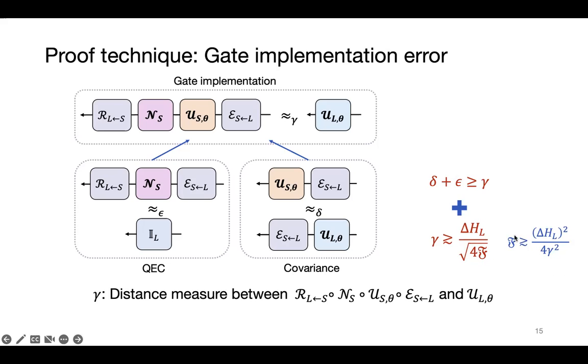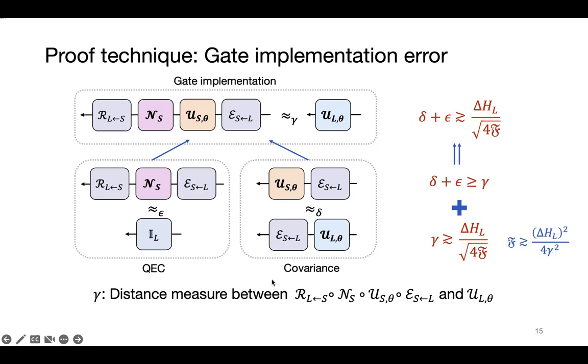And basically, you can calculate the Fisher information of this quantum channel, and you can show that it's lower bounded by the scaling of 1 over gamma squared, and then it effectively puts a lower bound on gamma. And combining these two, we would have this trade-off relation between epsilon and delta as our second result.